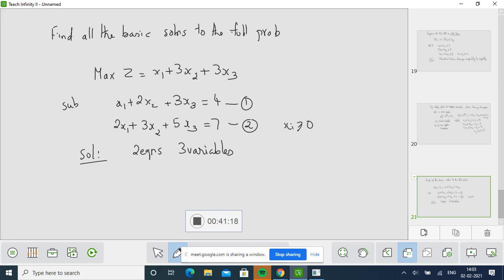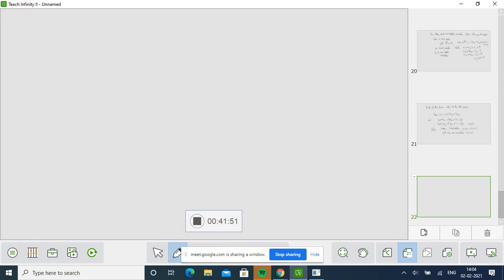What should I do? You have n equations in m variables. Set n minus m variables to 0. So we have only 2 equations, 3 variables. So my n minus m will be 3 minus 2 equal to 1. So put any one variable xi equal to 0.